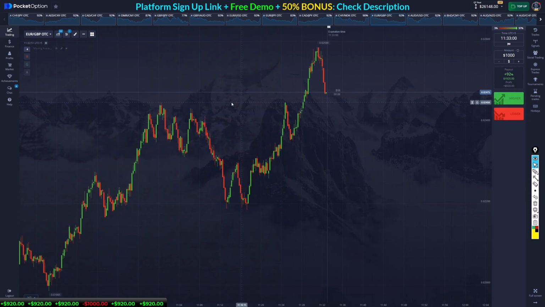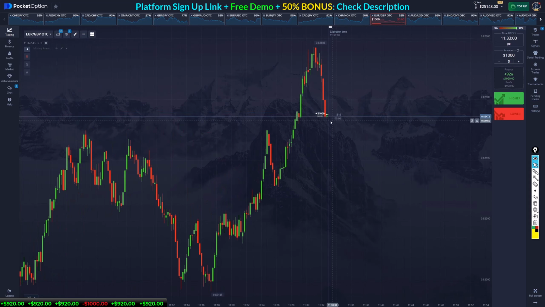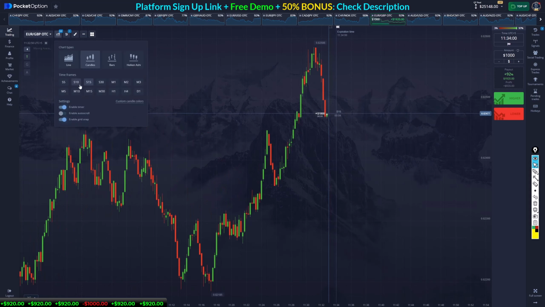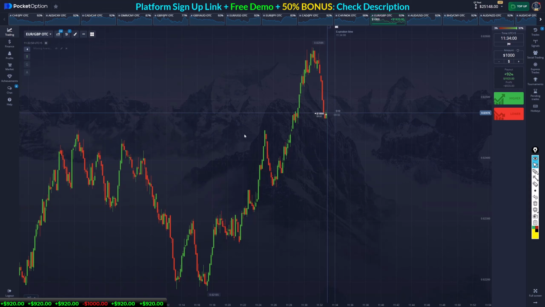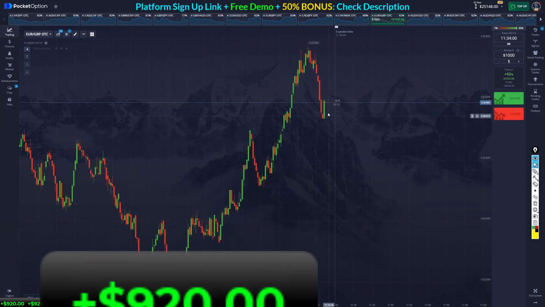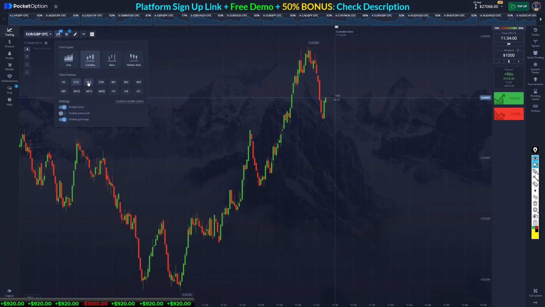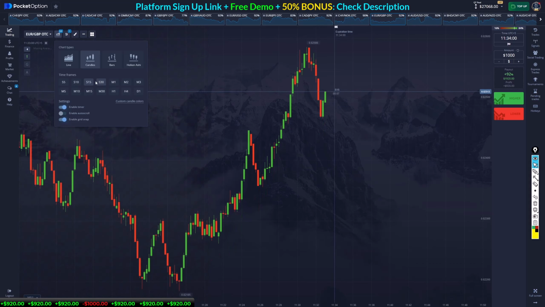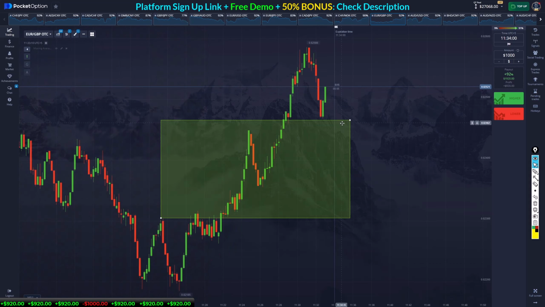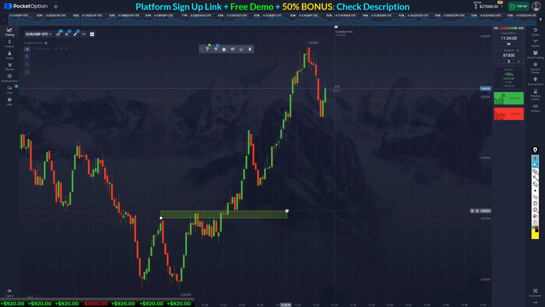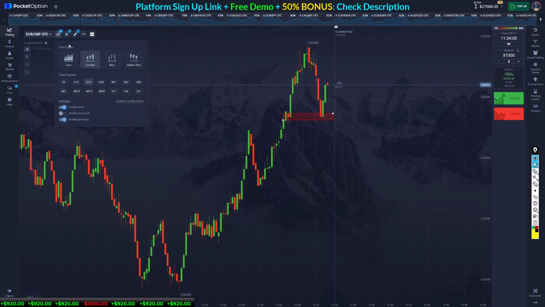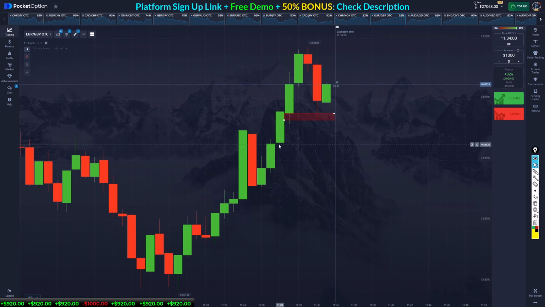All right, I take this trade right now. Let's go. And it was a winning trade. If you look at this, it's basically the same setup. Supply and demand. This is a very nice demand area for me. I go back to 1 minute.